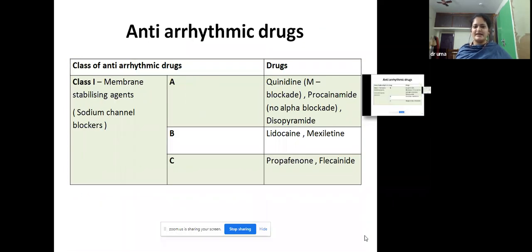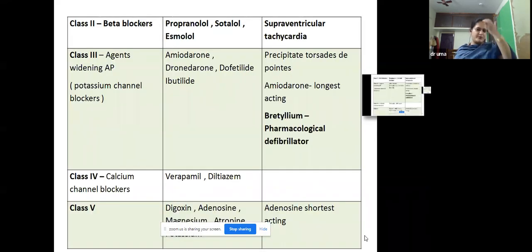Class 1 is divided as 1A, 1B and 1C. 1A is quinidine, procainamide, disopyramide, QPD. And 1B is lignocaine and mexiletine. And 1C, propafenone, flecainide. So F sound, propafenone, flecainide. And beta blockers, we know propranolol, sotalol and esmolol. They are used mainly. Propranolol is used in supraventricular tachycardia.